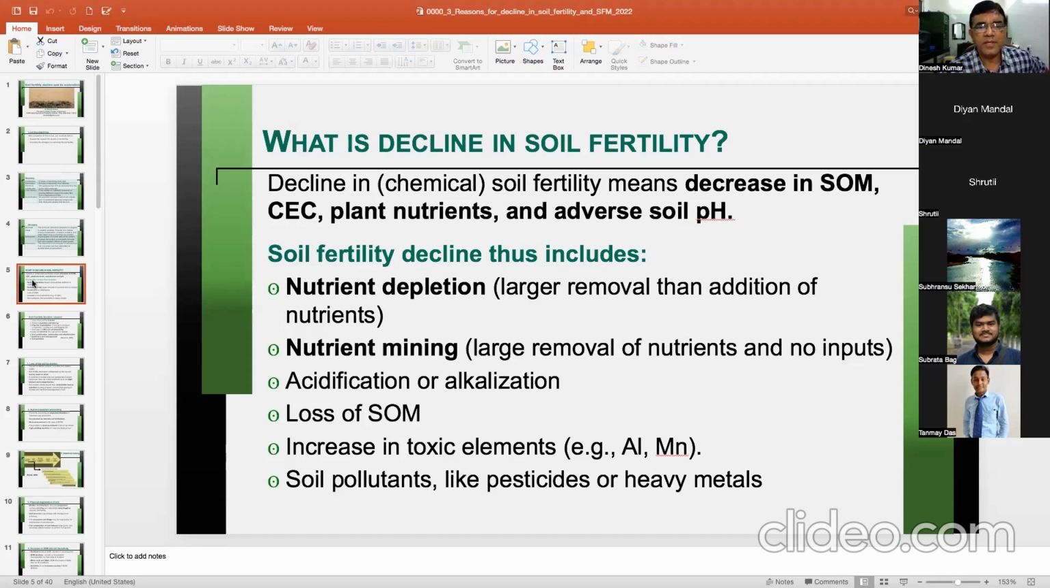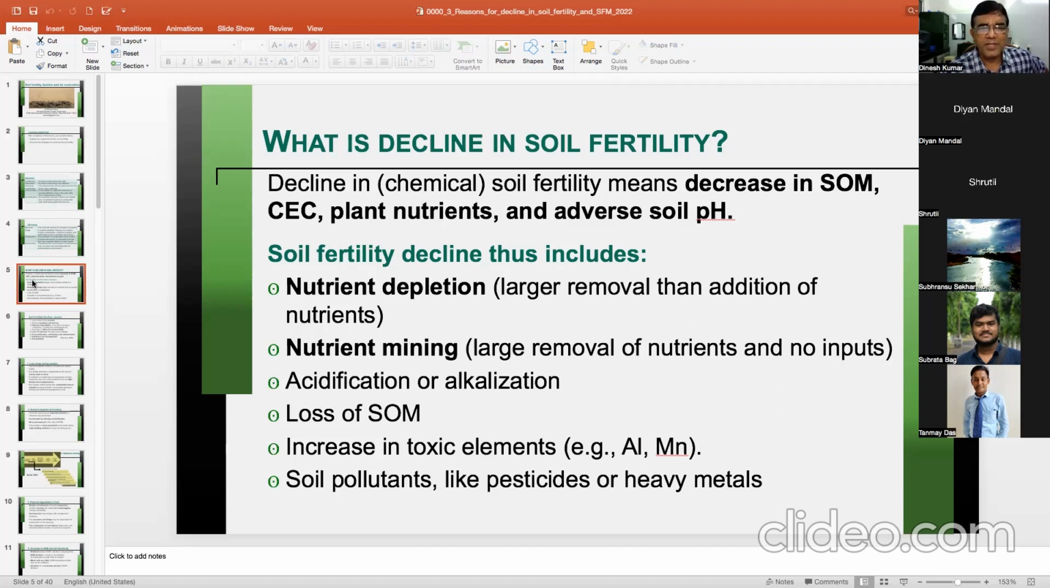Nutrient mining means large removal of nutrients and no inputs. You are not adding anything. You are just removing whatever is there in the soil. That is known as nutrient mining. So mining you also understand in other areas like coal mining or mining of other minerals. In that case, you are just taking them out from the mines and you will never give back coal to the mines. Whatever coal is extracted from the mines will never be returned to the mines. Similarly, whatever nutrients you remove from the soil are never returned to the soil by man, that is your no input. And just removal is your nutrient mining.